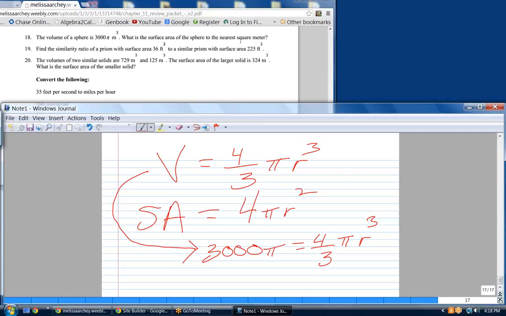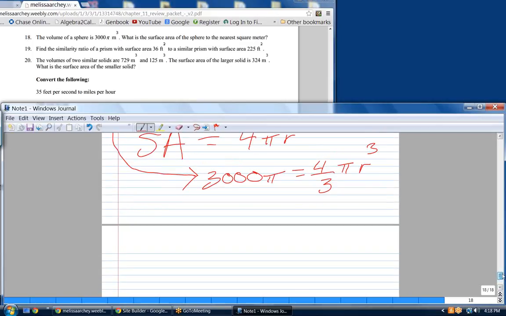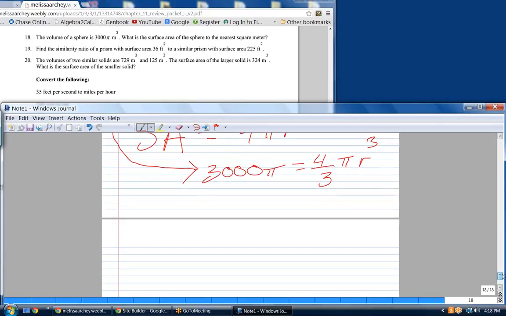All right, so what's the radius? Let's solve this equation. What's the first step? We can get rid of the pi's on each side. Okay, second step? Can we divide by 4 over 3? No, I prefer to think of it as multiply both sides by 3 and divide both sides by 4. So we end up with 9,000 when we multiply by 3, divided by 4, equals r cubed.